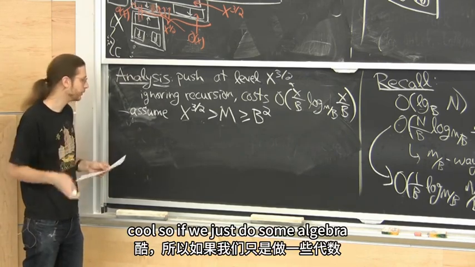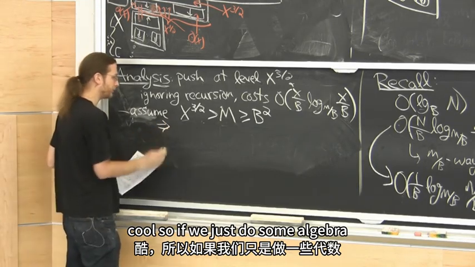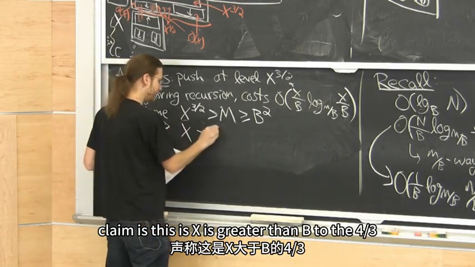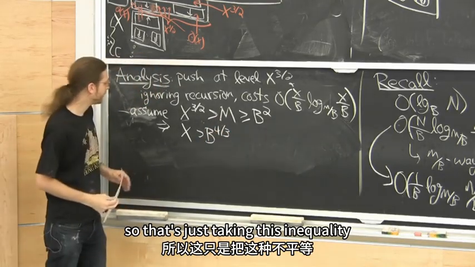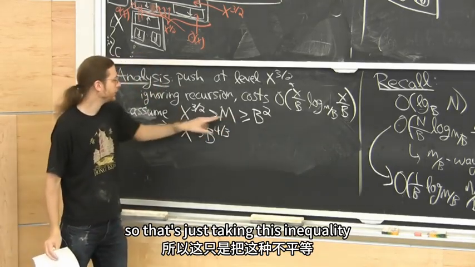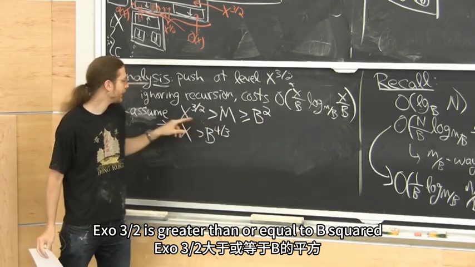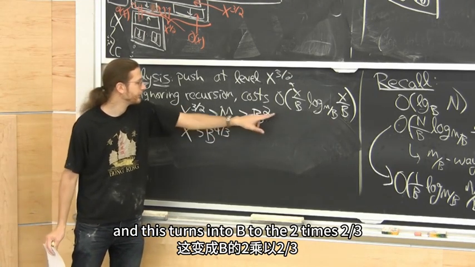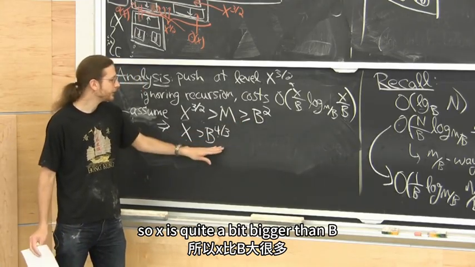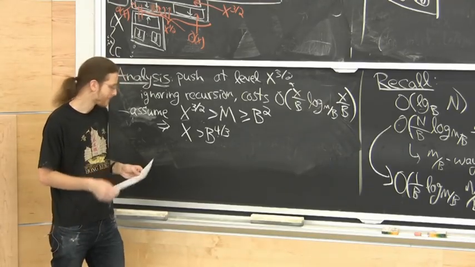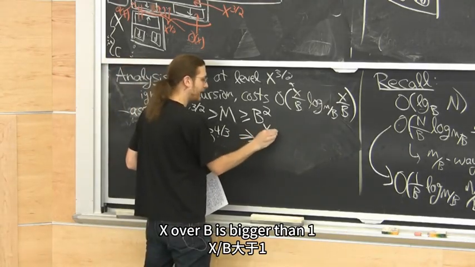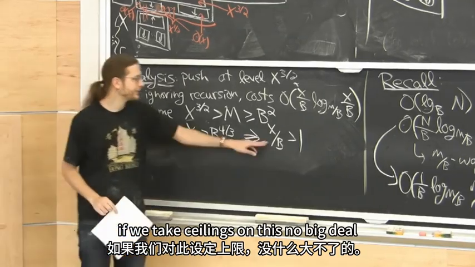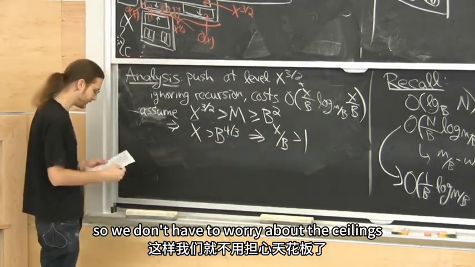Okay, cool. So if we just do some algebra, the claim is that x is greater than B to the 4/3. That's just taking this inequality, x to the 3/2 is greater than or equal to B squared, and raising to the exponent 2/3. So this turns into x, and this turns into B to the 2 times 2/3, which is B to the 4/3. So x is quite a bit bigger than B. In particular, this means that x over B is bigger than 1, by a lot, but if we take ceilings on this, no big deal. So we don't have to worry about the ceilings.